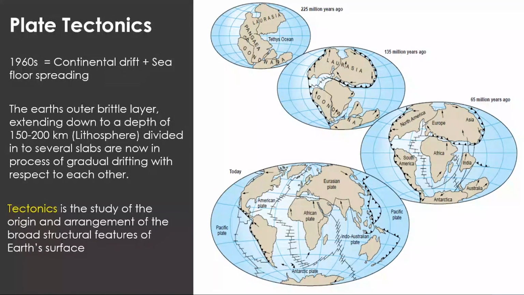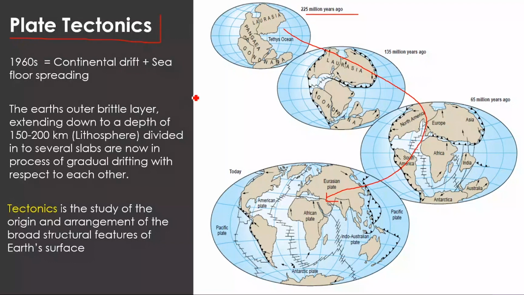This movement of the continental parts we call the plate tectonics theory. Tectonics is the study of the origin and arrangement of broad structural features of the Earth's surface. This theory explains that around 225 million years ago, the Earth had one single landform and one single body of water. Over a period of time, that evolved to the present situation, where we have different continents separated by oceans or seas.